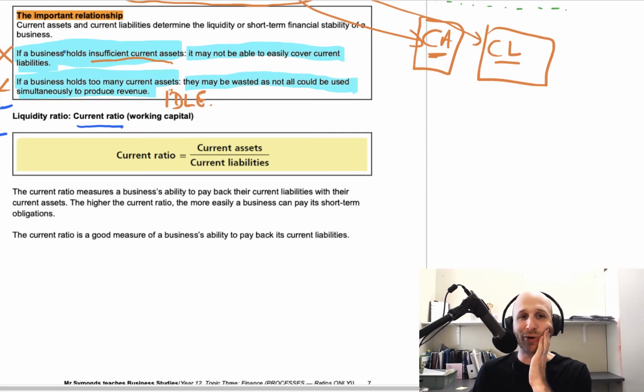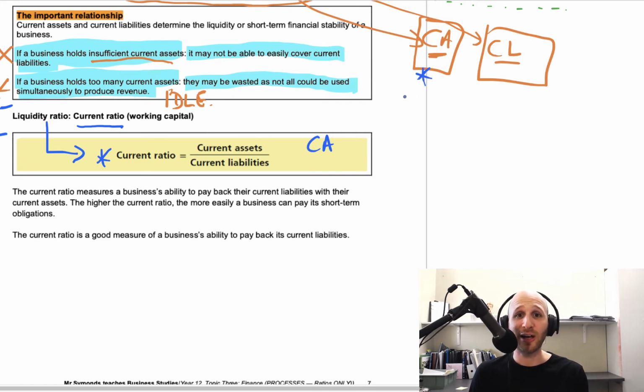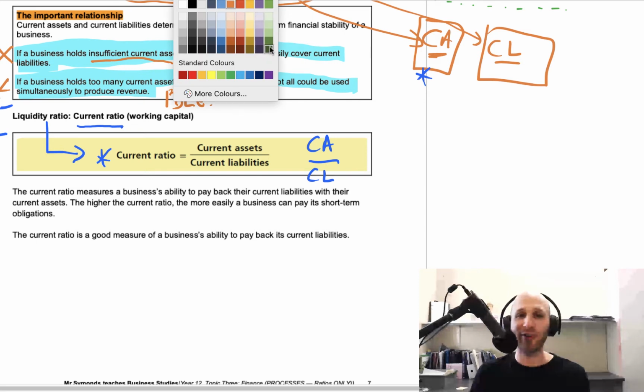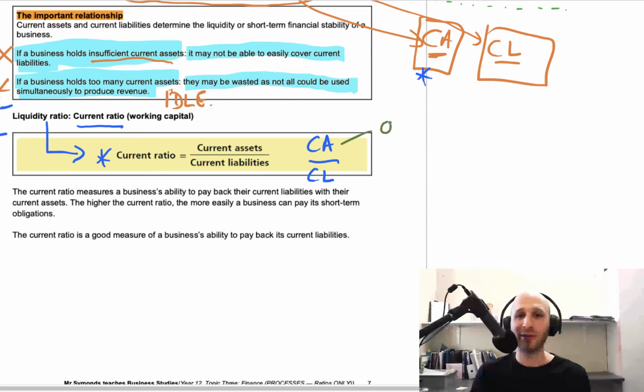So if we're looking at it, the current ratio, which is the liquidity ratio, is equal to current assets over current liabilities. So for the current ratio, I'm taking my current assets, which is all the stuff that I could sell, and I put it over my current liabilities, which is all the stuff that I owe. So another way of thinking about this is that the current assets are the things that I own, and they can be sold to turn into cash. Current liabilities are all the things that I owe and that they will require cash.